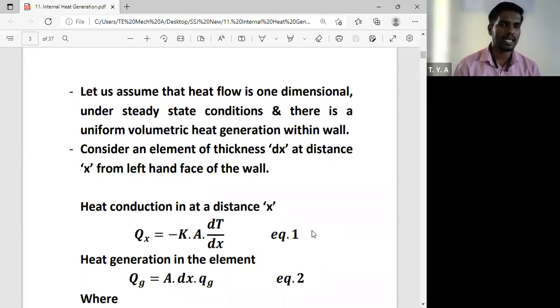Let us assume that heat flow is one dimensional, under steady state conditions, and there is a uniform volumetric heat generation within the wall. Okay, so up till now we have considered that there is no internal heat generation, but now we have to assume that there is internal heat generation. So therefore we have written that there is a uniform volumetric heat generation within the wall.